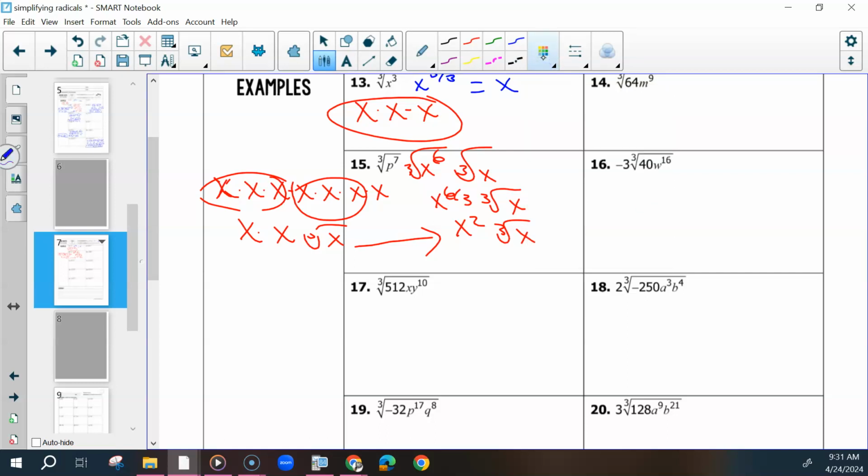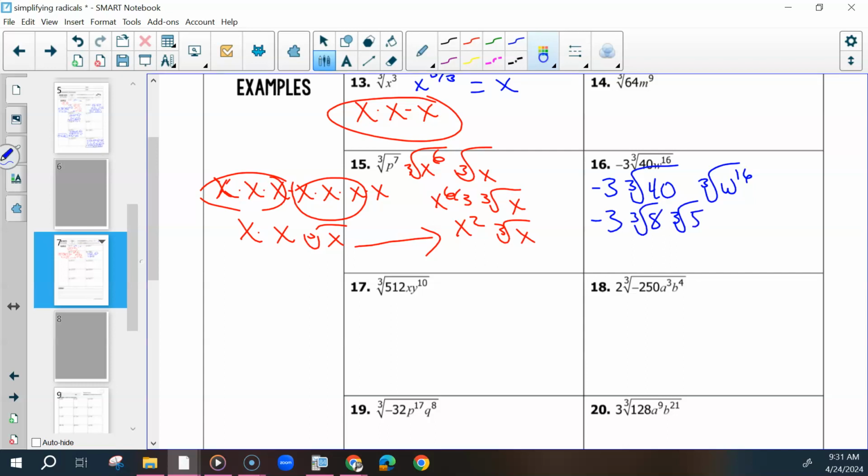Just like our square roots, separate everything, make sure you have the index on the outside of each piece. And then find the highest perfect cube that goes into 40. 8. We have negative 3 times the cube root of 8 times the cube root of 5.